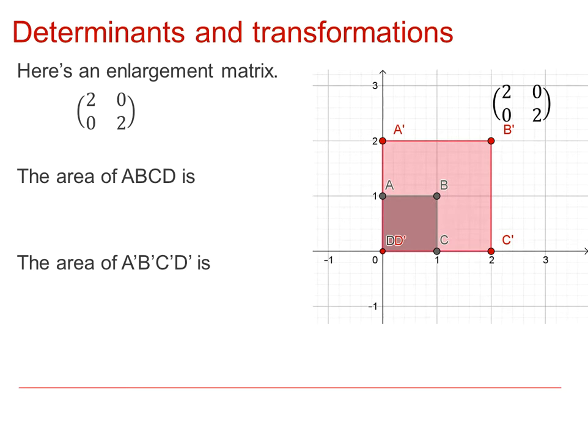This diagram shows an enlargement, this time with scale factor 2. If we look at the areas, the original is of course still 1 square unit. The image A dash B dash C dash D dash is now 2 by 2, so this is 4 square units. So the enlargement has enlarged the area by a scale factor of 4. As you know, in an enlargement we quote linear scale factors, so the area goes up by that value squared, so 2 squared is 4.